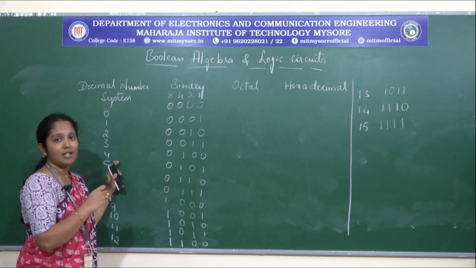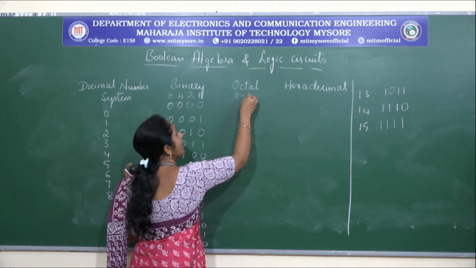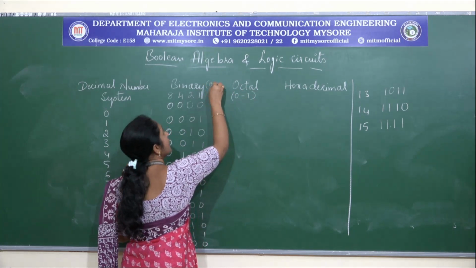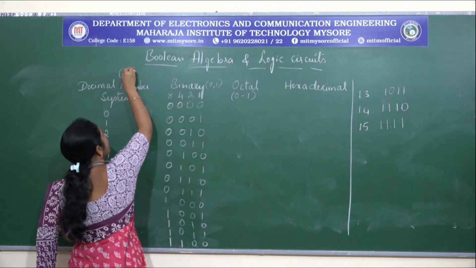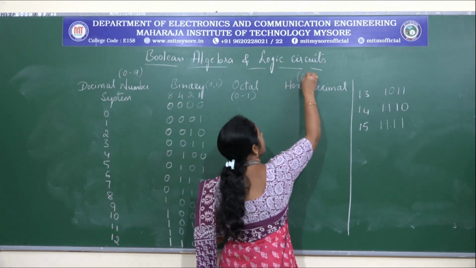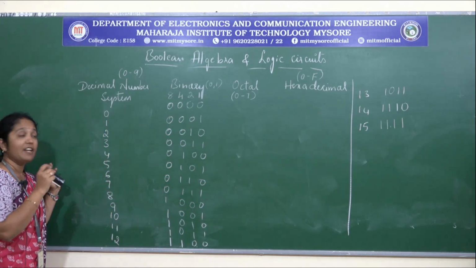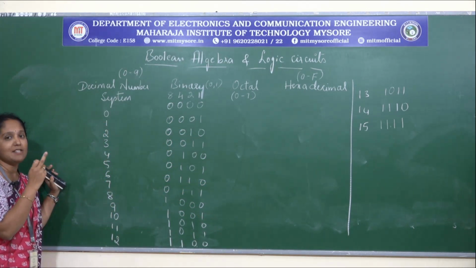Now let me write the octal numbers. How many digits will there be in octal? We will have 0 to 7. In binary only 0 and 1. In decimal we will have 0 to 9, whereas in hexadecimal 0 to F. Yes, octal. Now the maximum value we have is 7.